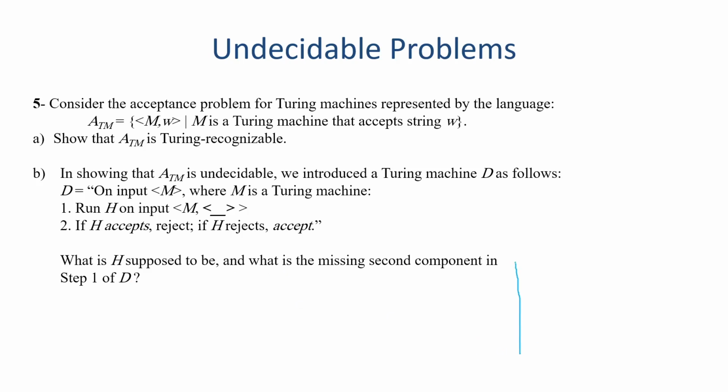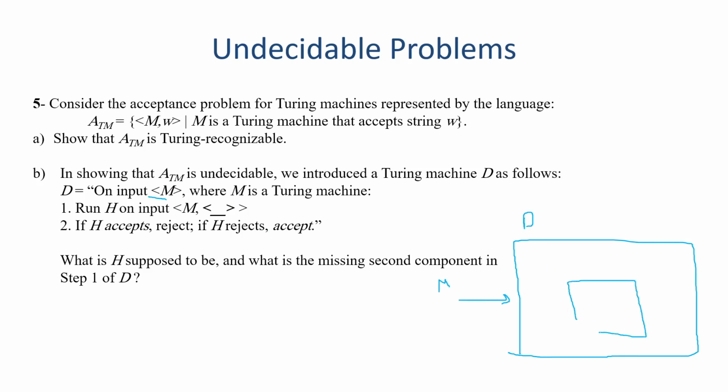Well, let's draw what D is. They're building this big machine D. They're saying it takes as input only M, and inside there's some machine H that takes as input also M, so that it's as if they plugged in M and something else that we don't know what it is. And they're saying, oh, if H accepts, we're going to reject. And if H rejects, we're going to be accepting. So like the wiring is opposite.